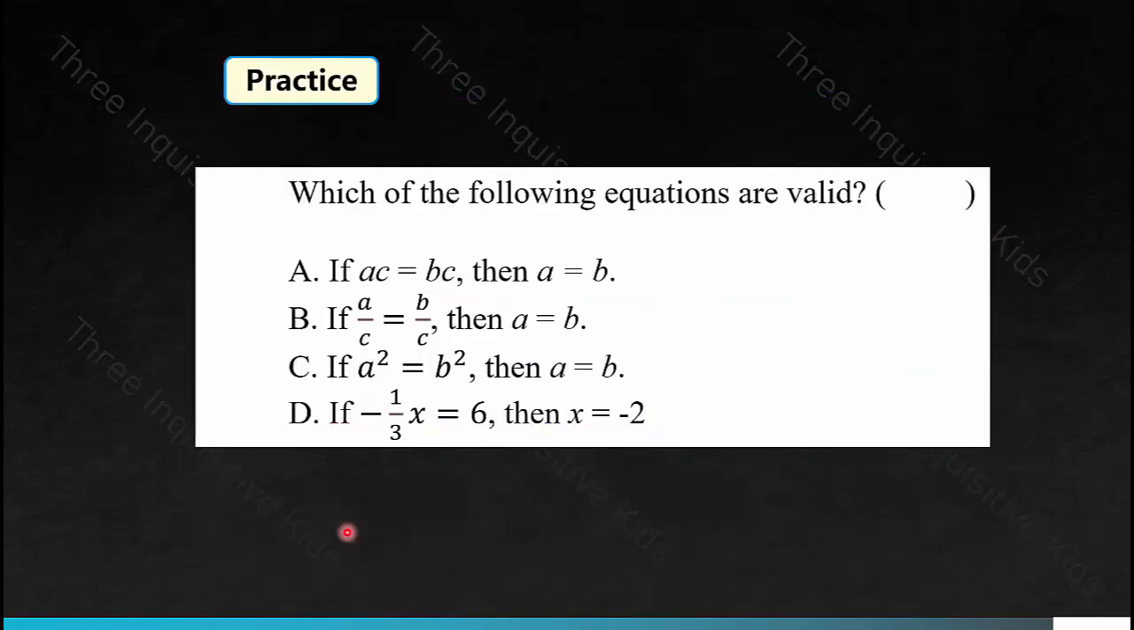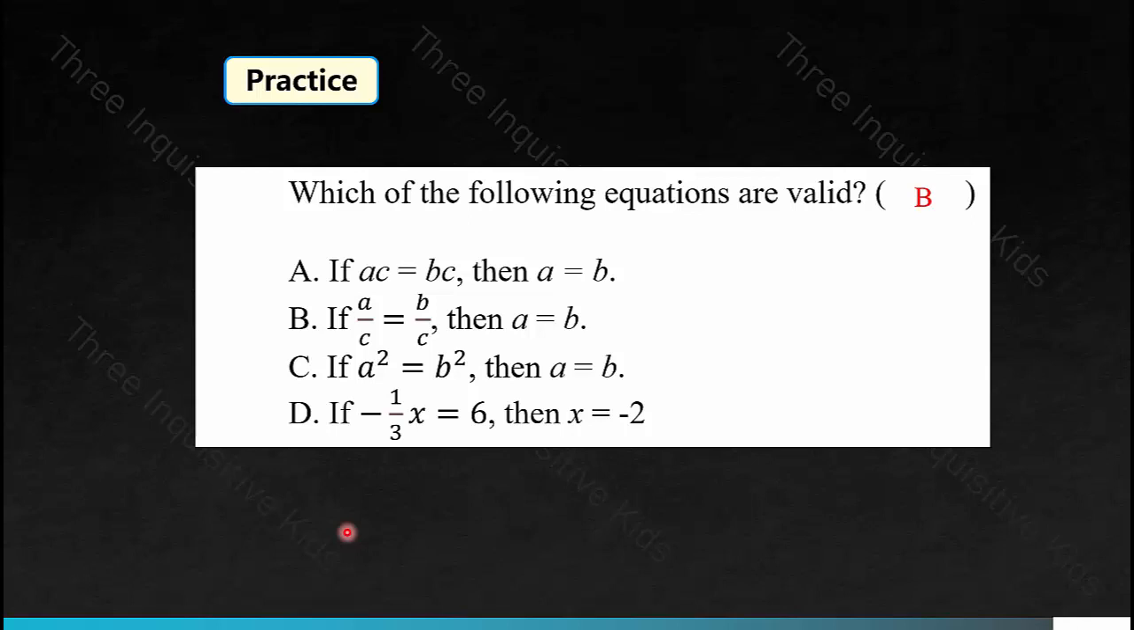Practice. Which of the following equations are valid? Pause the video by yourself and use the notes you took on the two properties of linear equations to solve this problem. Okay, so the correct answer is B. If A over C is equal to B over C, then A is equal to B.